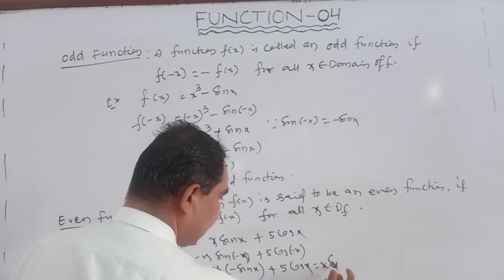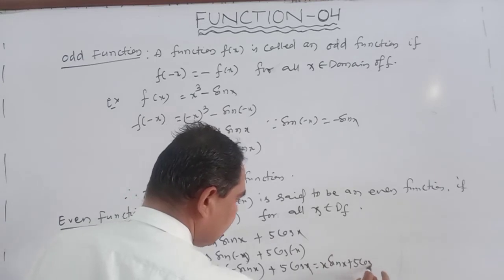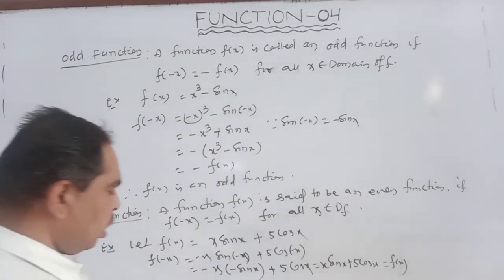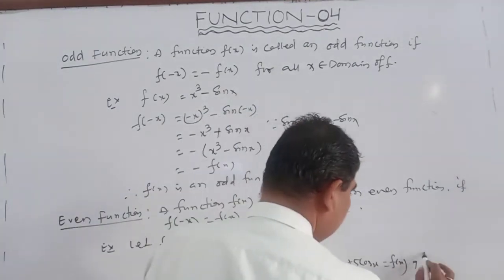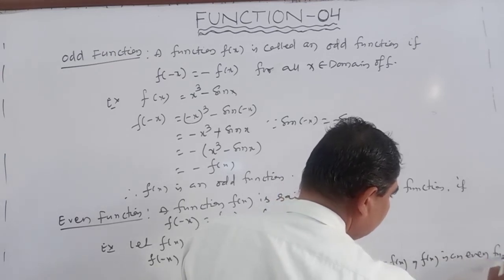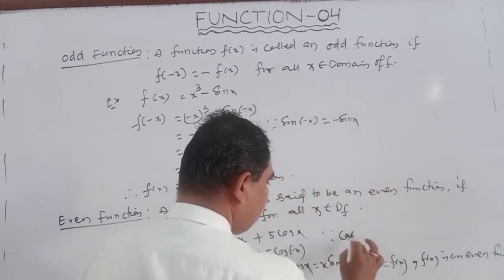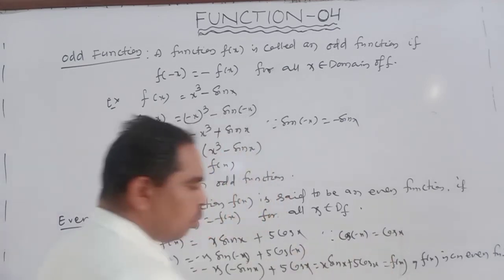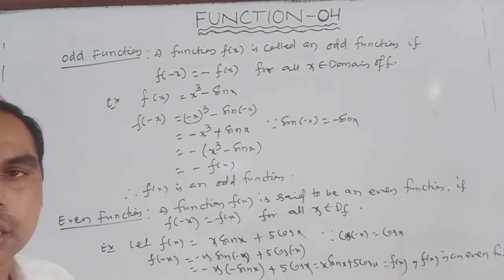is equal to x sin x plus 5 cos x, is equal to f x. So this implies f x is an even function. Okay, cos of minus x is equal to plus cos x.